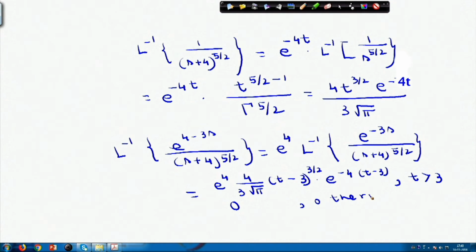So, using the properties, I know that the inverse Laplace transform of this function is this for t greater than 3. I am writing this, and it is 0 otherwise. Otherwise means t less than 3. So, I can represent it in terms of a unit step function also. Whatever way I want, I can represent the function, and find the inverse Laplace transform for this.